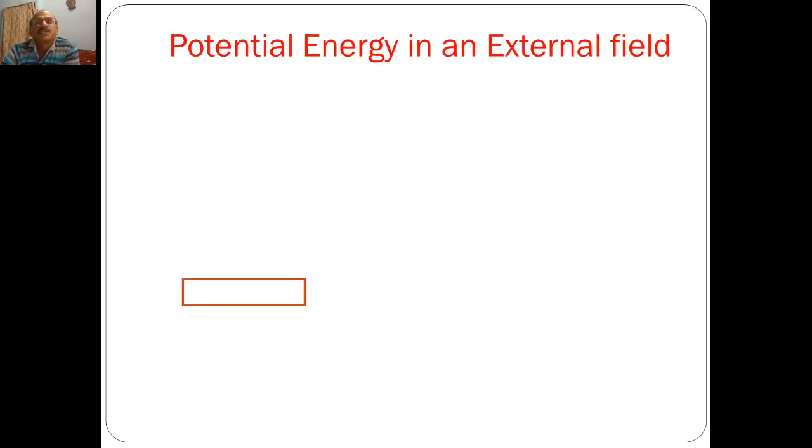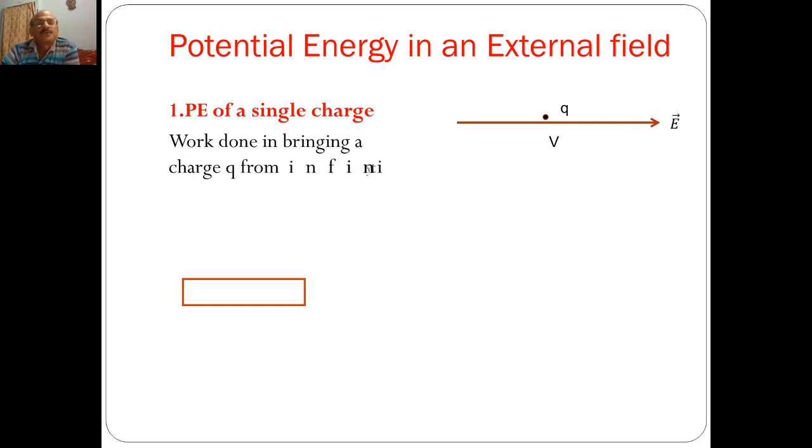Now we will take up potential energy in an external field. And we know in a field, at every point there is a potential. So first, potential energy of a single charge. Let the charge q be brought in the electric field E where the potential is V, then work done will be q into V. So for a single charge, potential energy will be q into V.